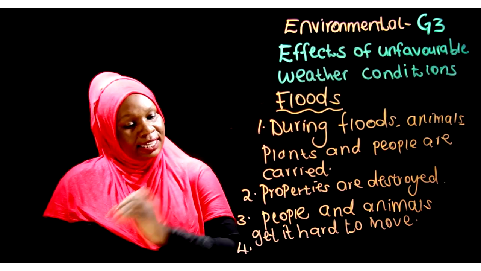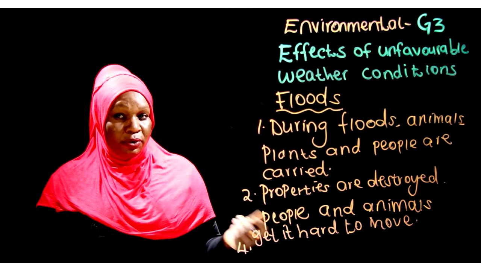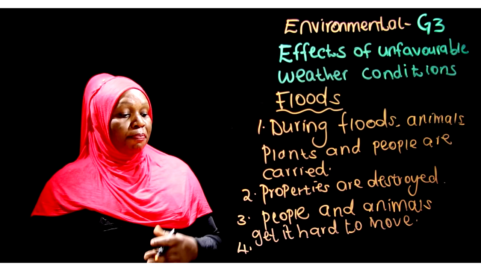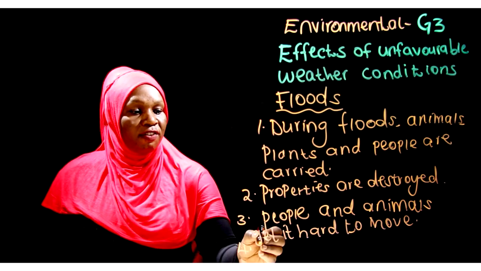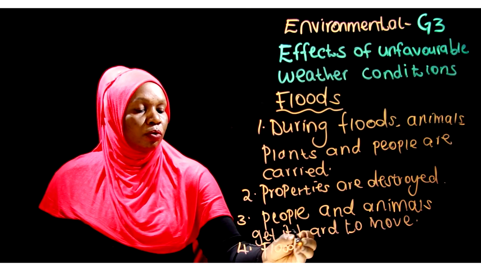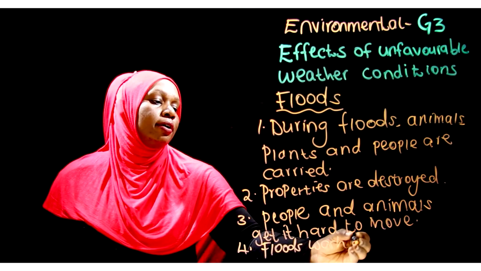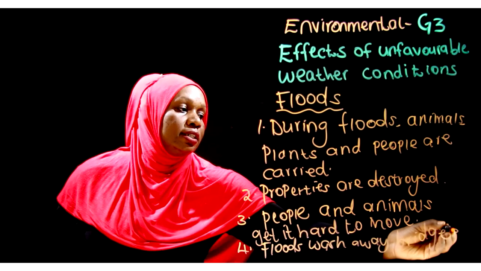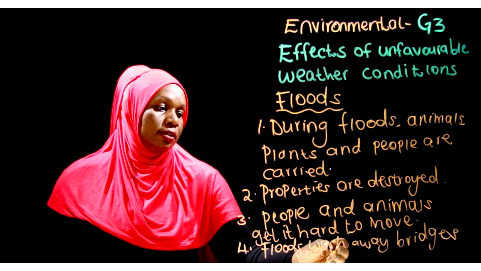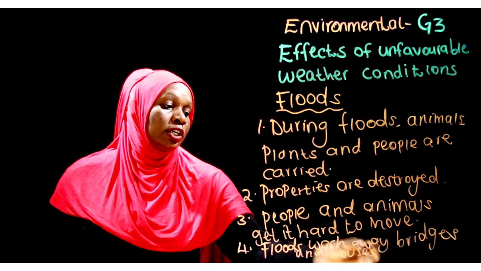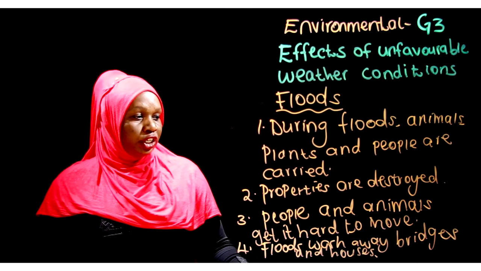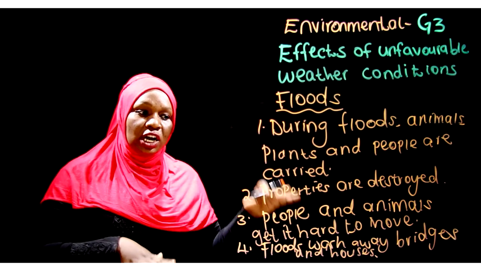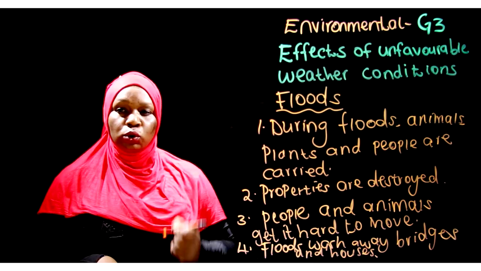Then there's another thing that might happen. If you watch the television and they show the places that are flooded, you realize that floods may wash away bridges and houses. Floods wash away the bridges and houses. So what happens? You have no bridge, you cannot cross to the other side because the bridge has been washed away. The houses have been washed away.